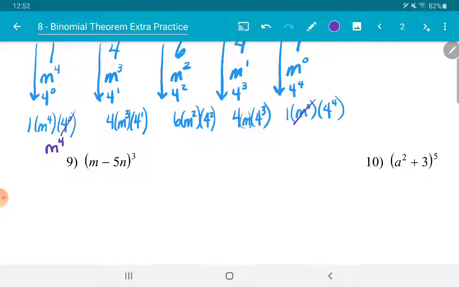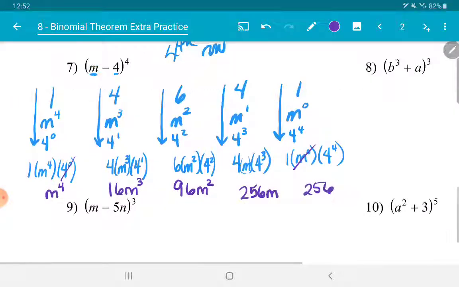Here I have 4 times 4 to the 1. So 4 to the first is just 4, times 4 is 16, m to the third. 4 to the second is 16. 16 times 6 is 96. m squared. 4 to the third is 64, times 4 is 256 m. 4 to the fourth is 256. Okay, so there's our terms.